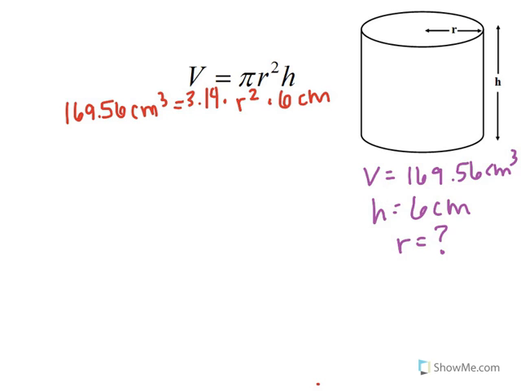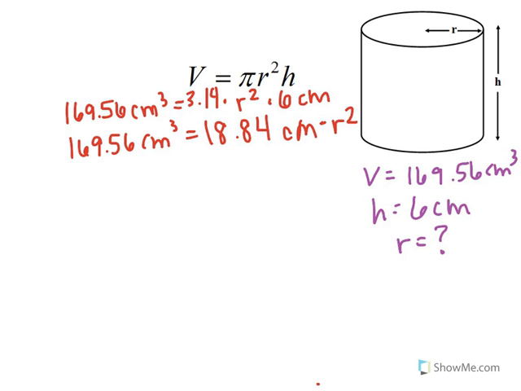And let's simplify what we know. So we still have 169 and 56 hundredths centimeters cubed. And 3 and 14 hundredths times 6 is 18 and 84 hundredths centimeters. And that's times the radius squared, which is what we're looking for. And now let's go ahead and solve this equation. So to get r by itself, to isolate the variable, the opposite of times 18 and 84 hundredths is divided by 18 and 84 hundredths.